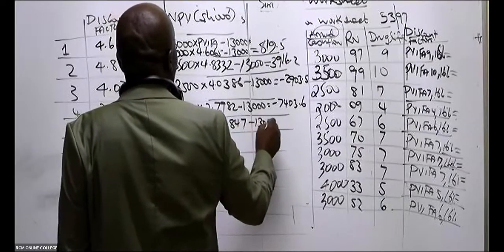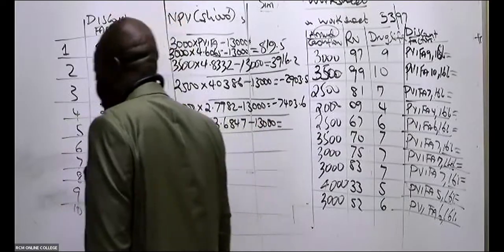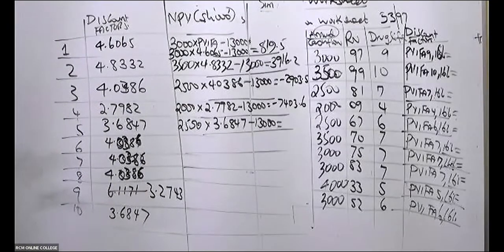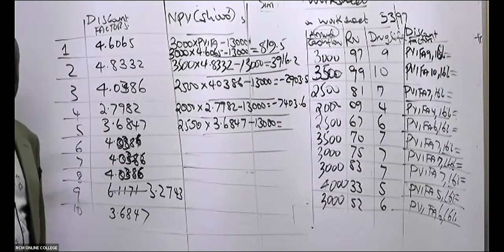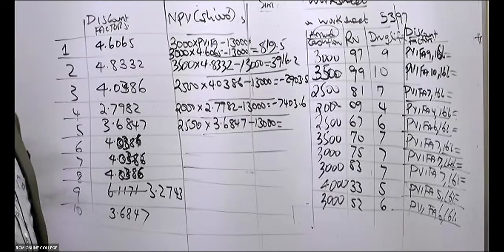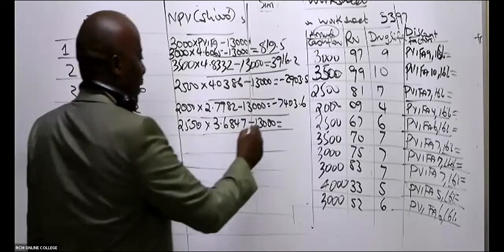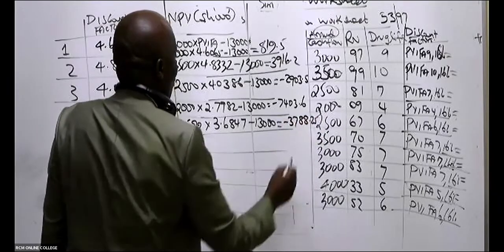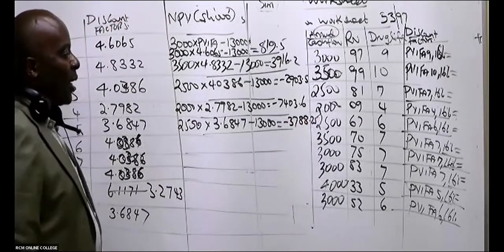So I believe now you have gotten an idea, and I know now you can give me all the answers, all of them. Minus 3788.25. Come to the next one.